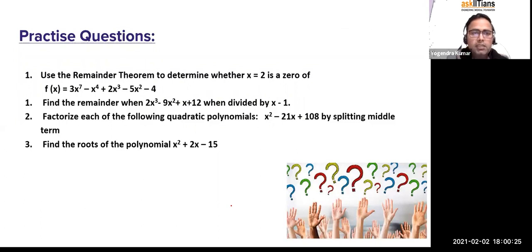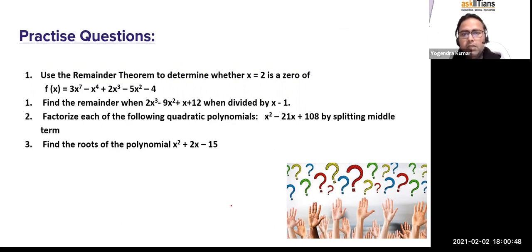You can always practice all these questions, and if any doubt is there, what do you need to do? Use the remainder theorem to determine whether x equals 2 is a zero of this or not. Just now I showed you one example. I believe you can do it. Find the remainder when this is divided by x minus 1. You just substitute x equals 1 here and check what remainder comes. It is pretty easy.